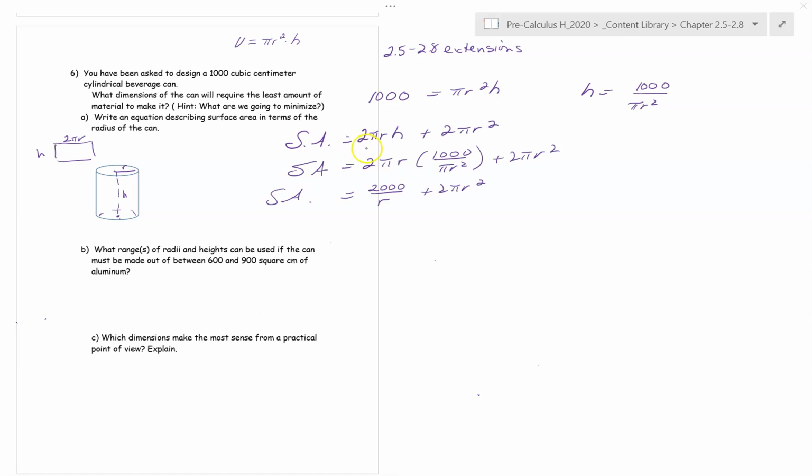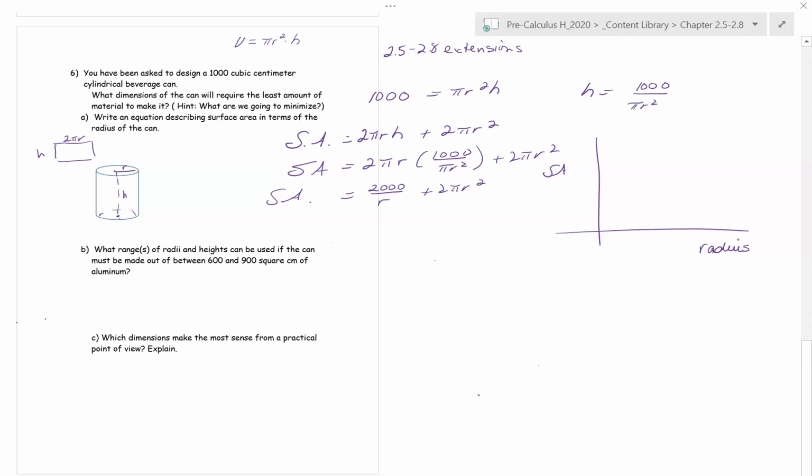So the surface area is 2 pi r h. That's the lateral area, plus there are two circles, the bases are both circles, so 2 pi r squared. Now I'm going to let h be 1,000 over pi r squared. So I have an equation for the surface area in terms of the radius of the can.